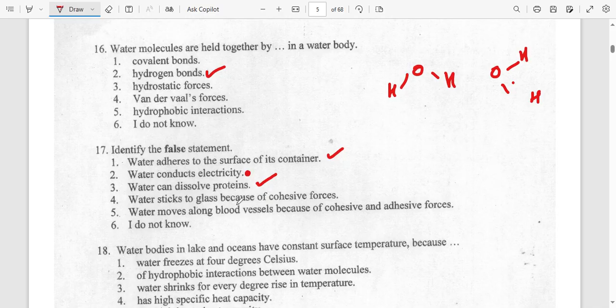Water sticks to glass because of cohesive forces. Sticking to glass is not cohesion. Water and glass are two different molecules, so that is adhesion. Water moves along blood vessels because of cohesion and adhesion. This is correct. Cohesion is one water molecule attracting another water molecule. Adhesion is water being attracted to the surface of the blood vessel. So the incorrect answer is 4 there.